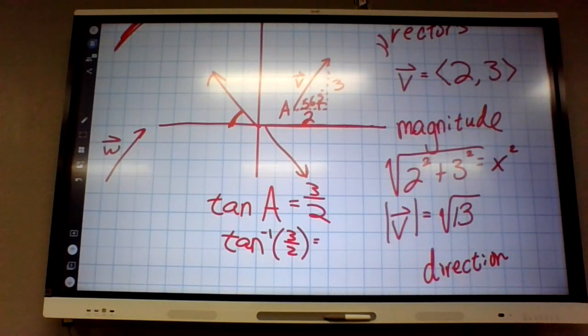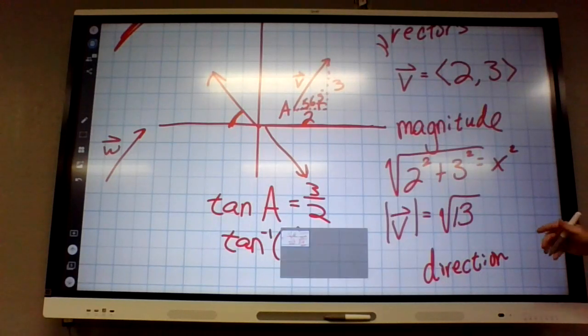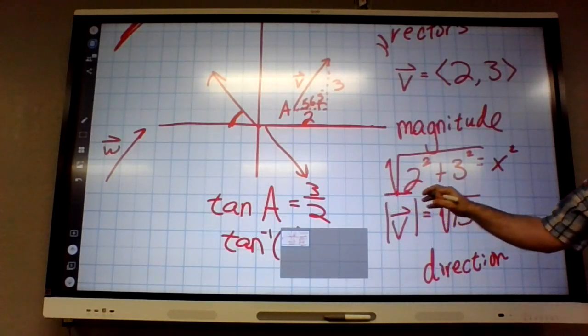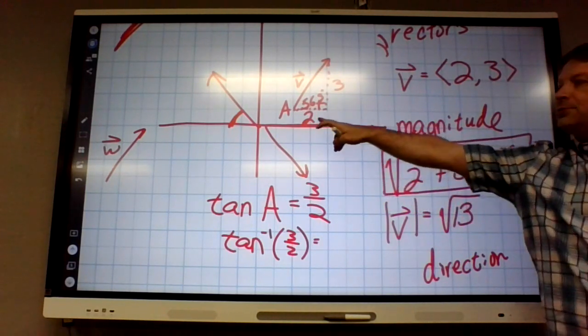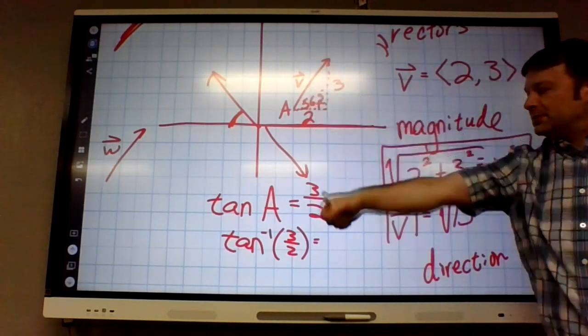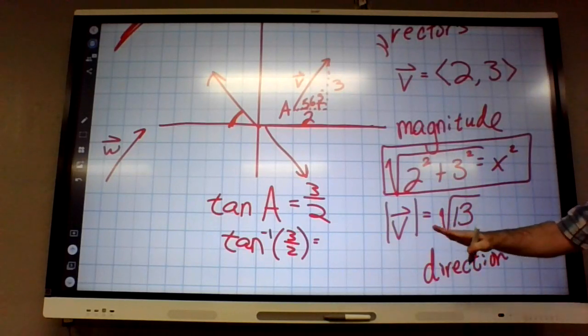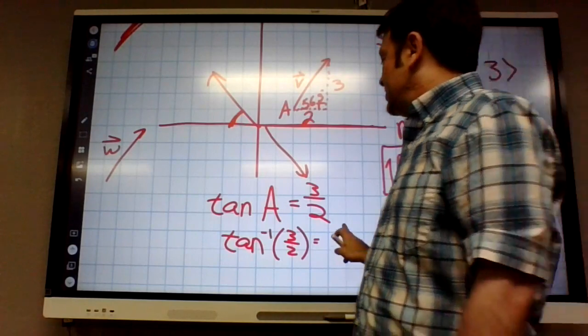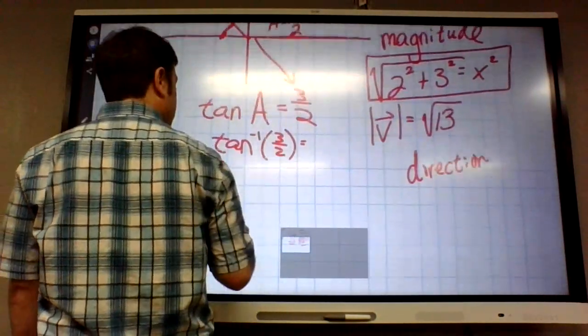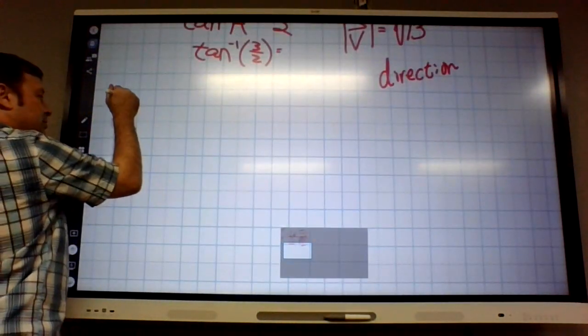But that's not everything, but that's enough to get us going. So we have magnitude, which we can find using the Pythagorean theorem: 2 squared plus 3 squared equals x squared. And we have direction, which we're going to have to use tangent inverse to find that degree. All right, let's look at number 1.